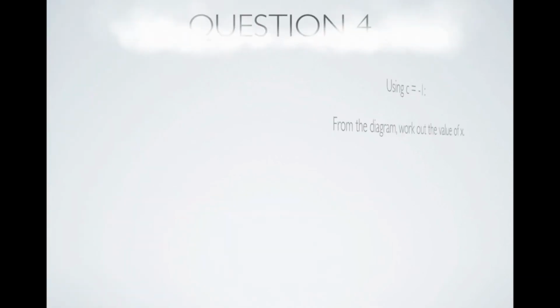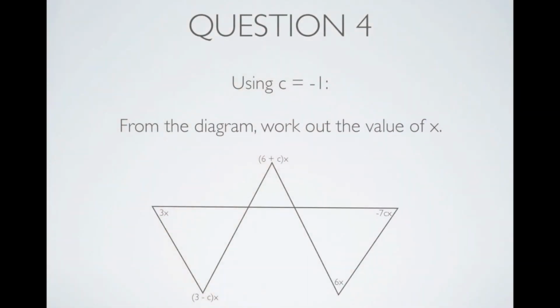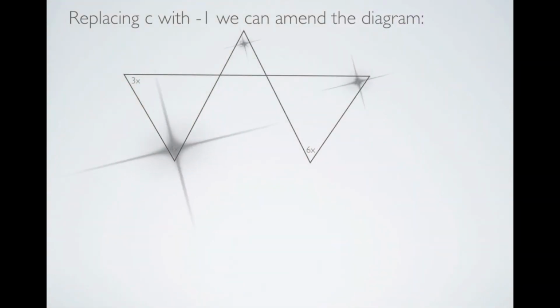The fourth and final question shows us a diagram of three triangles touching corner to corner. We are asked to work out the value of x. Remembering that c equals minus 1 from question 3, the first thing we're going to do is replace all of the angles containing c with minus 1. Doing this gives us this diagram.